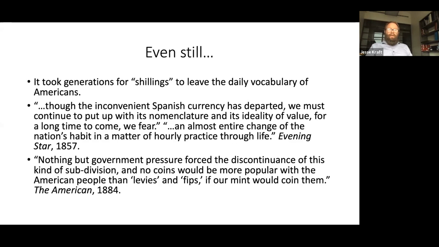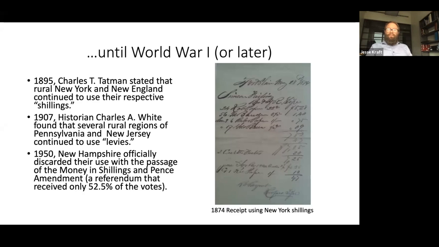These two newspaper clippings are saying that we're going to have to put up with the Spanish American currency, while the other one is saying it would actually be a good thing if the mint would coin a 12.5 cent piece and 6.25 cent pieces. And this actually happened all the way until World War I in some places.